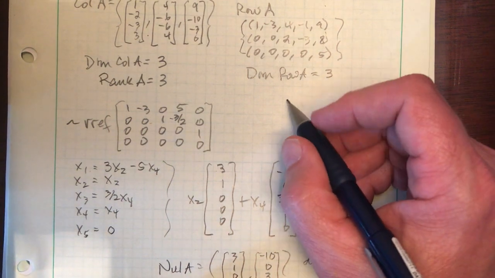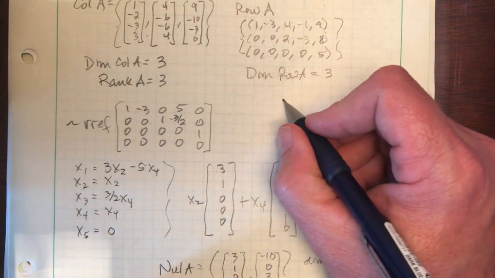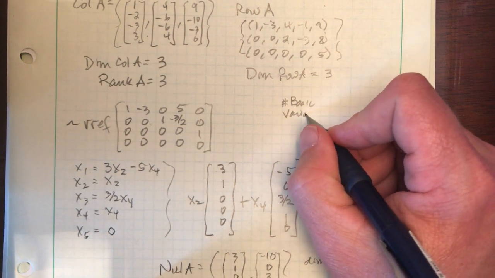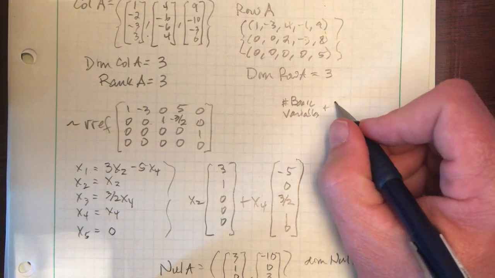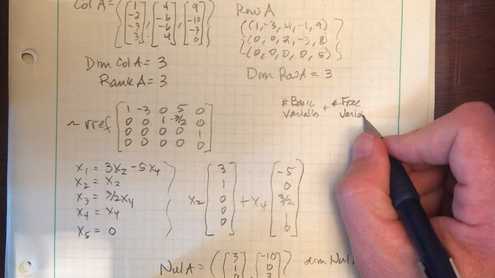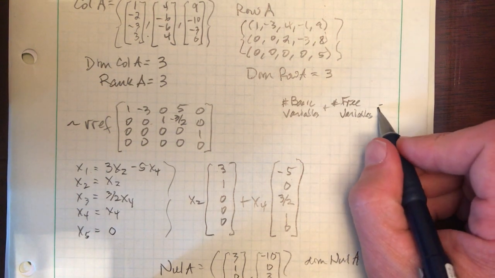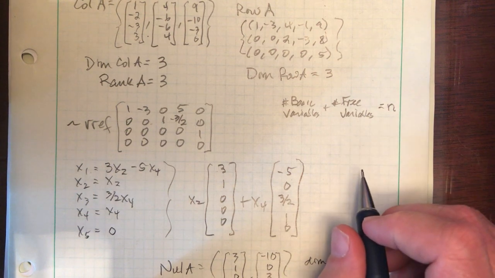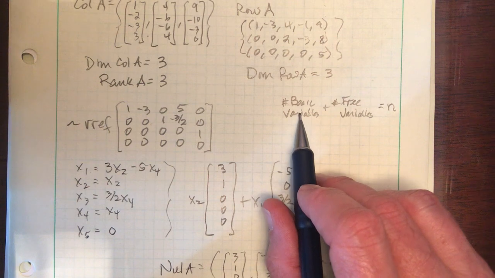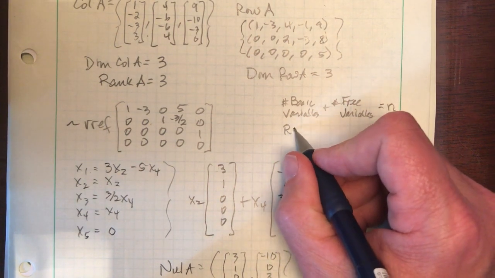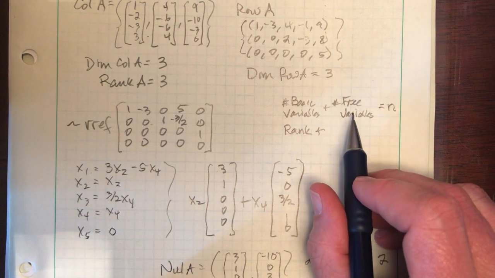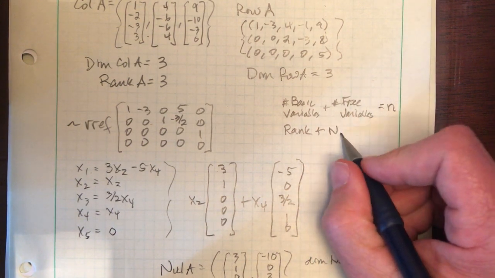if you take the number of basic variables and add that to the number of free variables in an m by n matrix, that is the number of columns, or n. Well, the number of basic variables, that is the dimension of your column space, or your rank. And the number of free variables is the dimension of your null space, or the nullity.